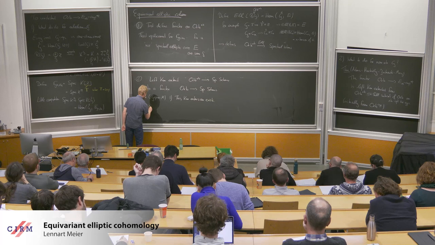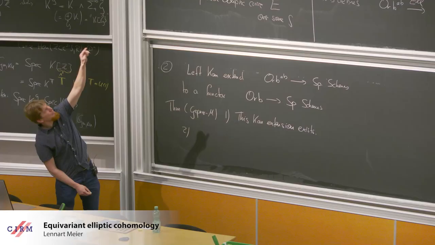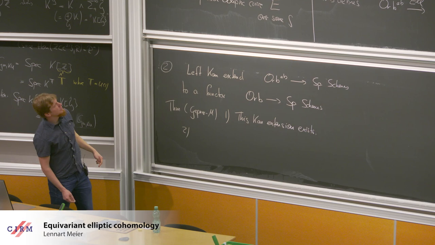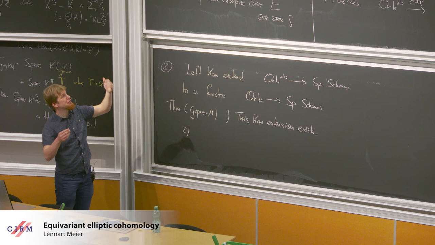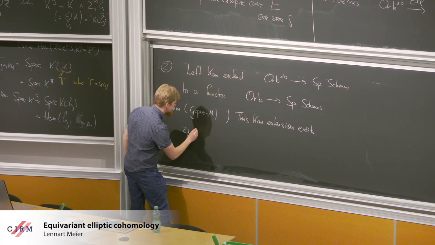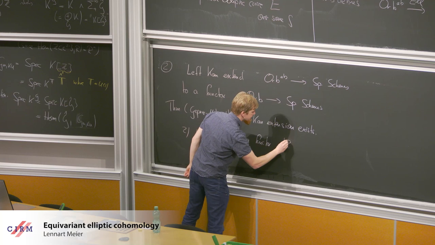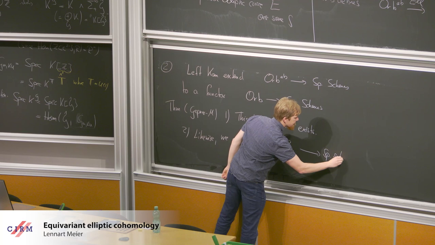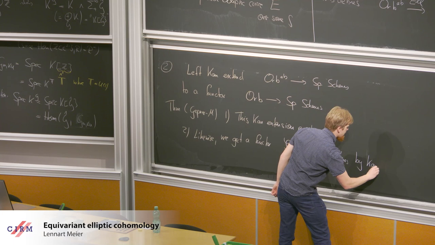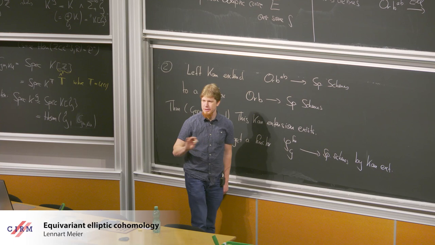And the second thing is, if you see the diagram way above there, there's also the way to extend this to all G spaces. And this is also based on this kind of colimit extension. So likewise, we get a functor from G spaces to spectral schemes by Kan extension. And let's say finite G-CW complexes here, because else this cannot work.